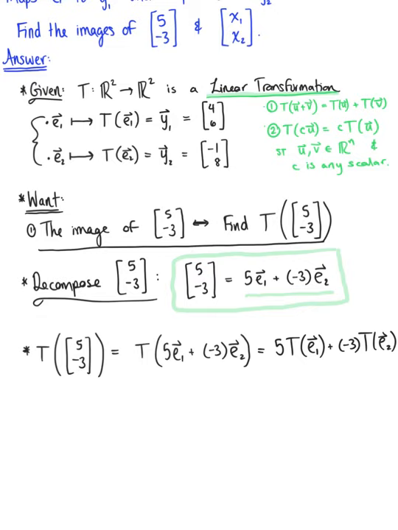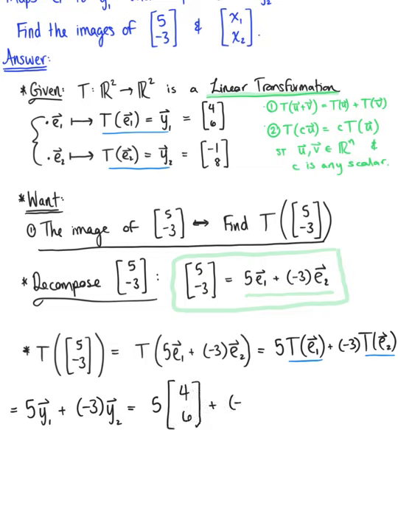And now this is particularly helpful because we know what these images are. They're given to us at the start. Woohoo! So we can plug those in. We can say that this is equivalent to 5 times vector y sub 1 plus negative 3 times the vector y sub 2. Or in other words, this is 5 multiplied by that vector 4, 6 plus negative 3 multiplied by that vector with components negative 1, 8.